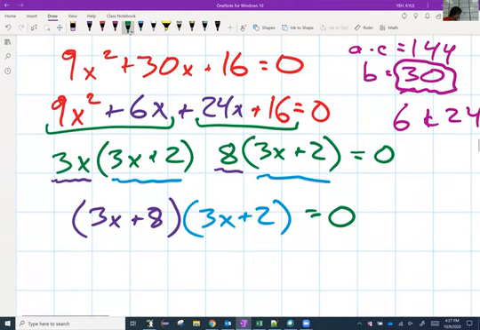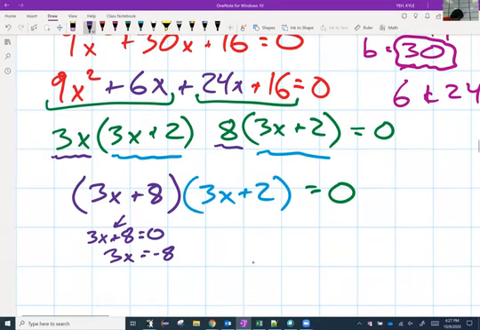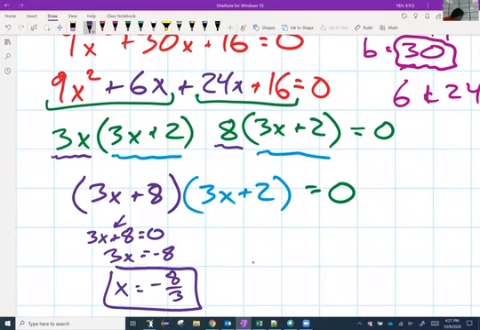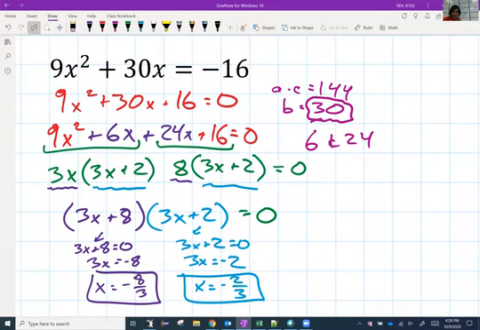So solve it really quickly. We've got 3x plus 8 could equal 0. That's one of my possibilities. 3x equals negative 8. Divide by 3 on both sides. X could equal negative 8 thirds. Or 3x plus 2 could equal 0, meaning 3x equals negative 2. X could equal negative 2 thirds. All right, so we got some kind of bad numbers there, and it still worked out okay.